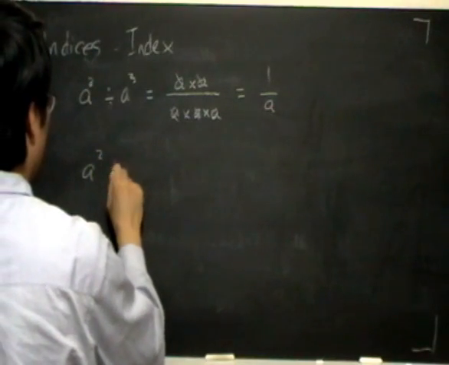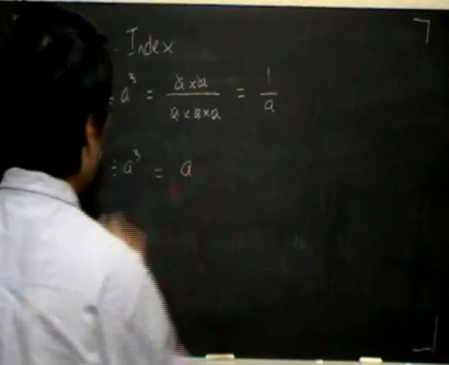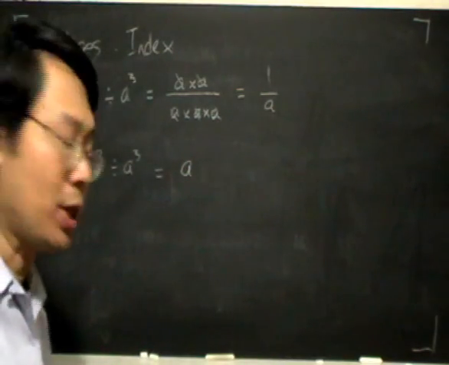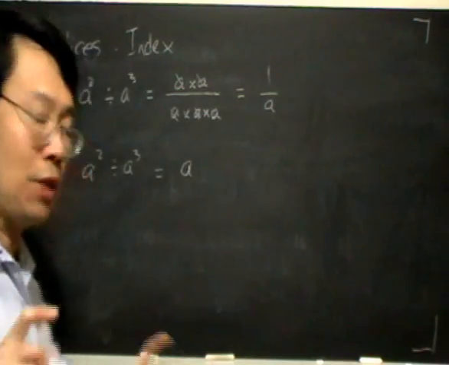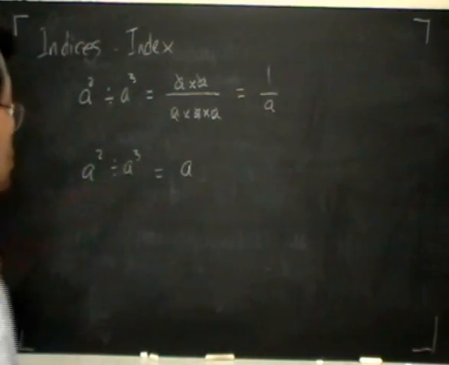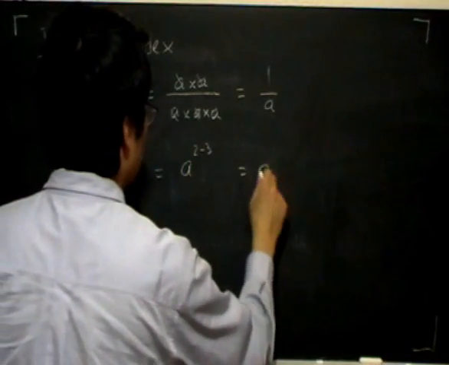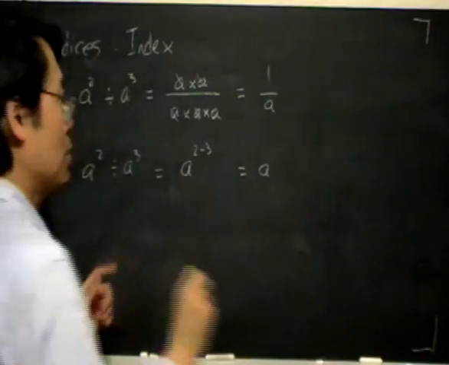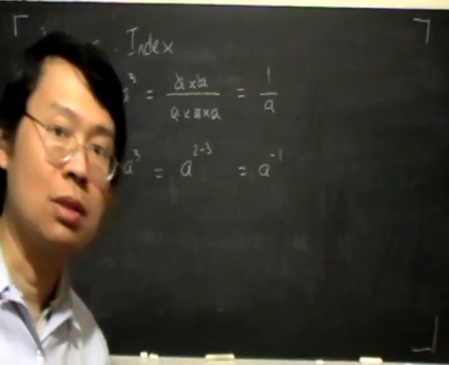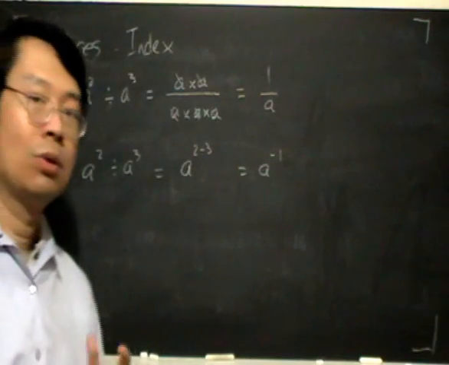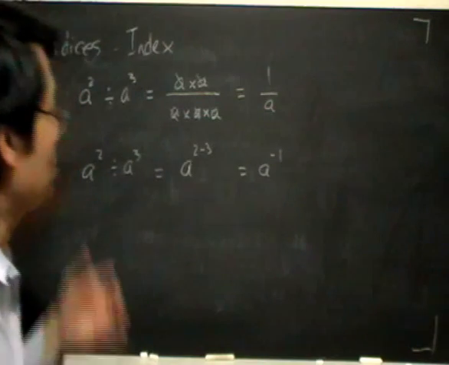Now, what if I try to apply the rule that we learned just now? A squared divided by a cubed. According to the rule, I should subtract the powers. I should take 2 minus 3 as the new power. 2 minus 3 is minus 1. A power of minus 1.